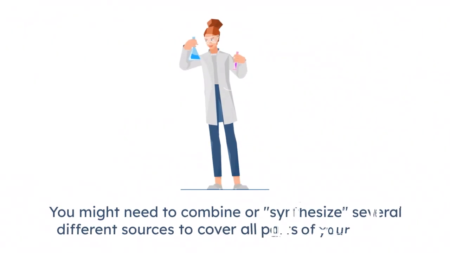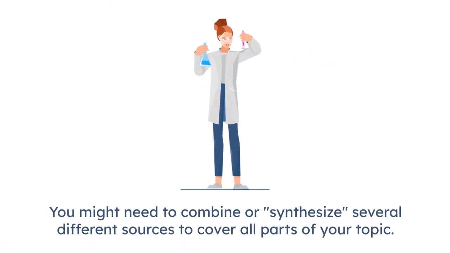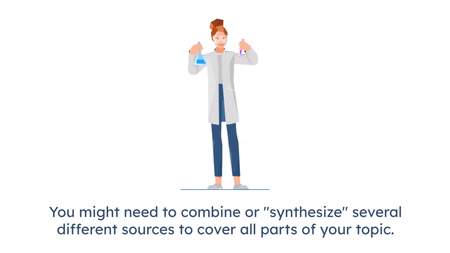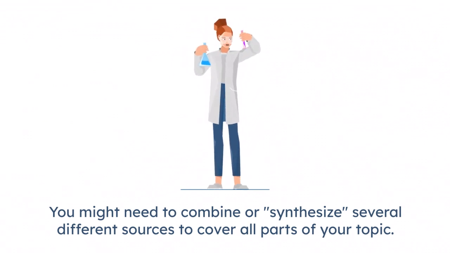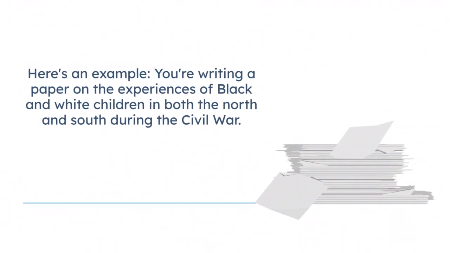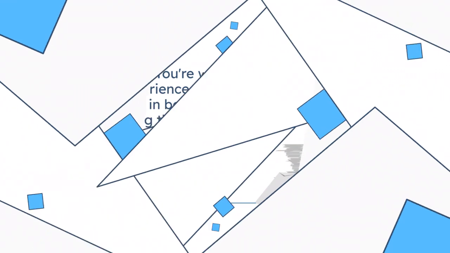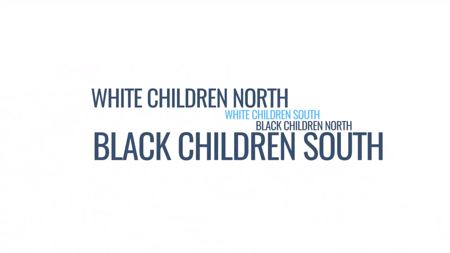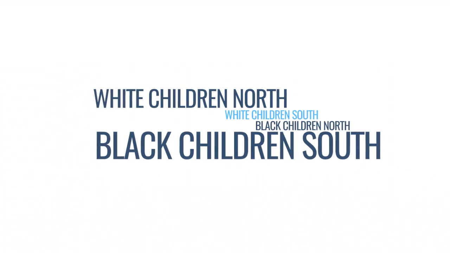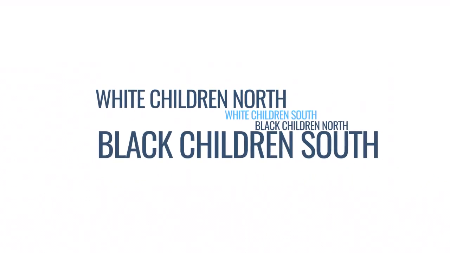Instead, you might need to look for different sources that address different parts of your research question and then combine them. We call this synthesizing. To start, think about your topic. For example, let's say that you're researching how the Civil War affected white and black children living in both the North and the South. You have 4 different concepts: black children in the North, black children in the South, white children in the North, white children in the South.